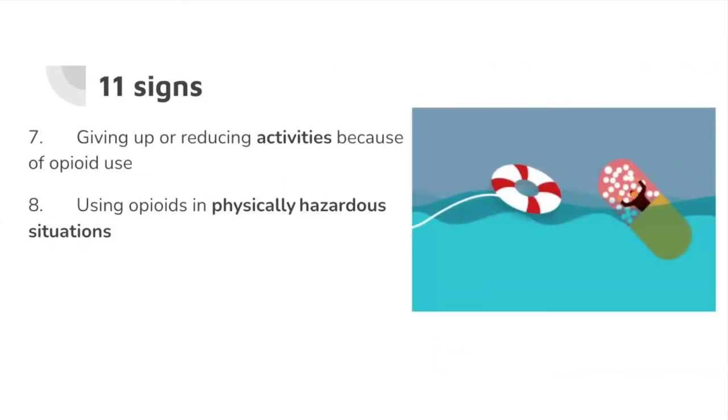The seventh sign is when you're giving up or reducing activities because of opioid use. You stop going to the gym, going hiking with your group. The eighth sign is use even in physically hazardous situations. For example, there's a fire, you still continue doing what you're doing, and you don't stop and look around and try to save yourself or save somebody else. This is the eighth sign that you might have developed an opioid use disorder.